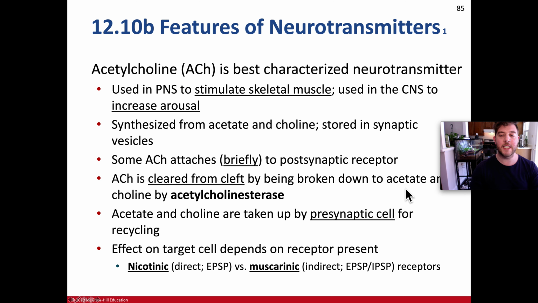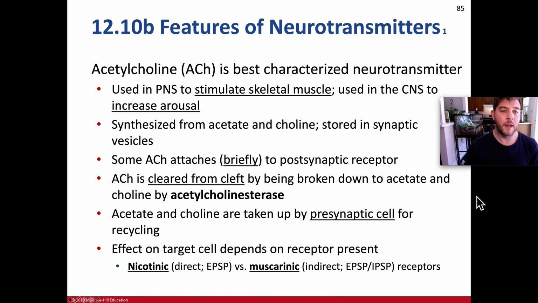Okay, so let's look specifically at acetylcholine. Acetylcholine is best characterized because it has all four qualities of a neurotransmitter. It's used in the peripheral nervous system to stimulate skeletal muscle and in the central nervous system to increase arousal. It's synthesized from two molecules, acetate and choline, that are stored in synaptic vesicles.